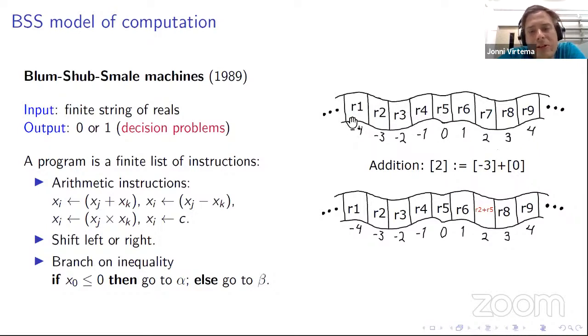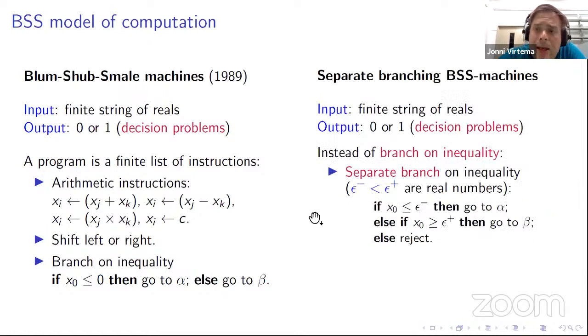And then the machine can manipulate the contents of the registers with arithmetic instructions. And then an important rule here is a branch rule that allows the program to branch depending on the content of the registers. And what we did here is that we had to define this kind of restricted version of a BSS machine that we call separate branching BSS machine.